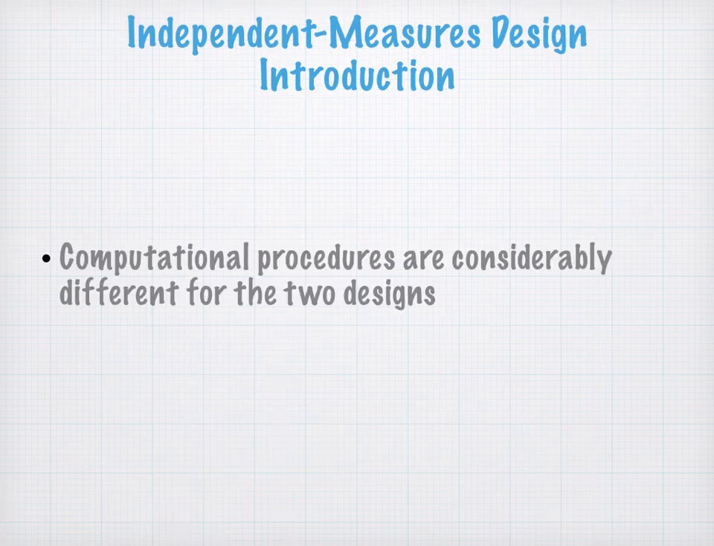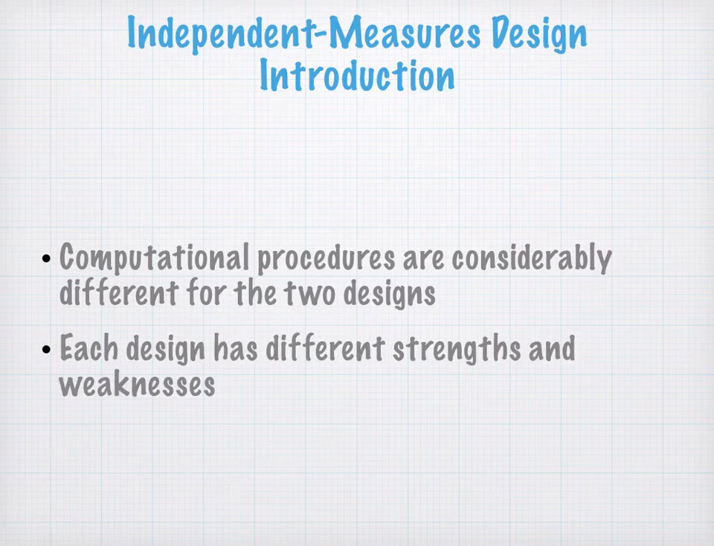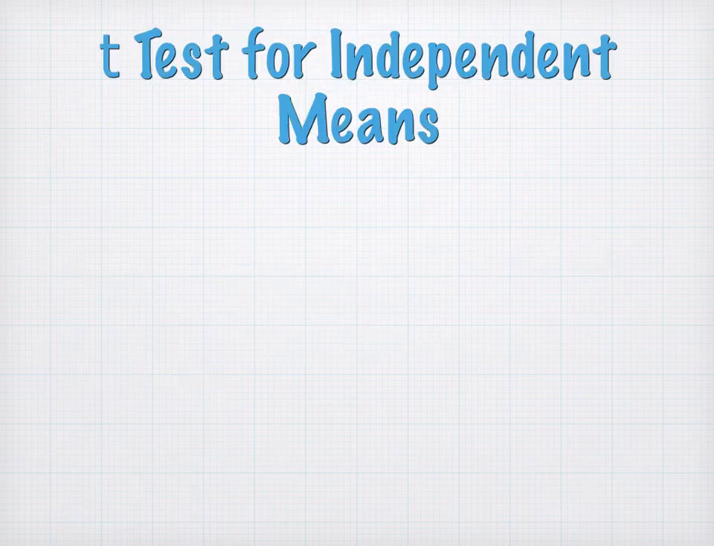The computational procedures for a repeated measures versus an independent groups test are very, very different. In fact, the repeated measures is almost easier than the independent groups because it's very similar to a one-sample t-test. Each has different strengths and each has different weaknesses, just as we saw with the designs themselves. Just as we see benefits for between subjects over within subjects and benefits for within subjects over between subjects, we're going to see that again within these statistical measures as well.